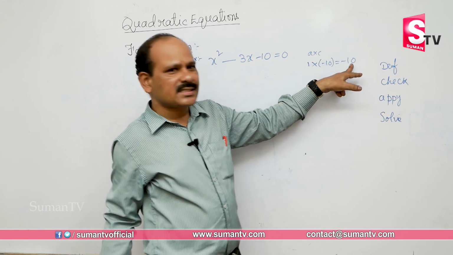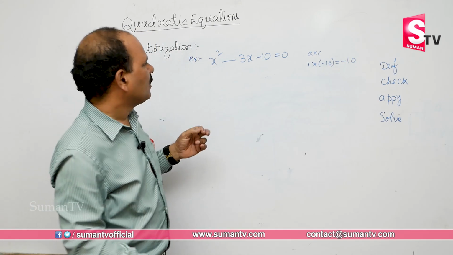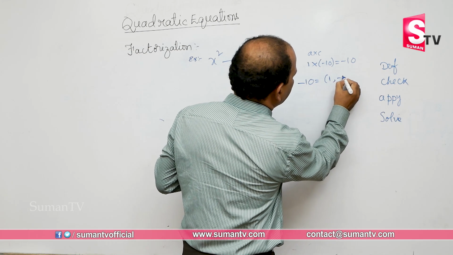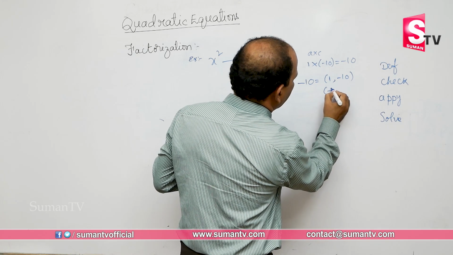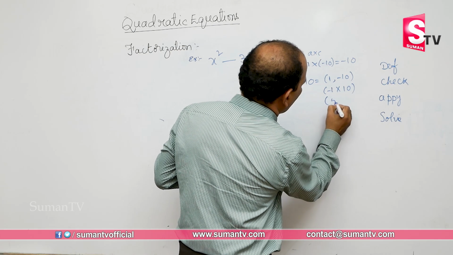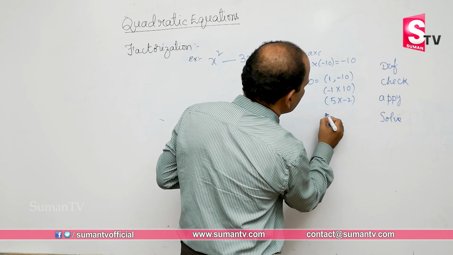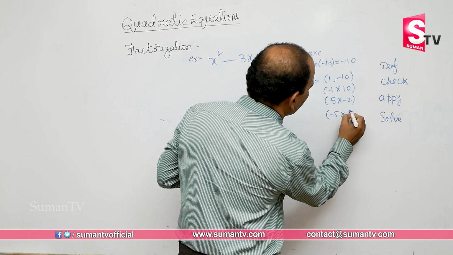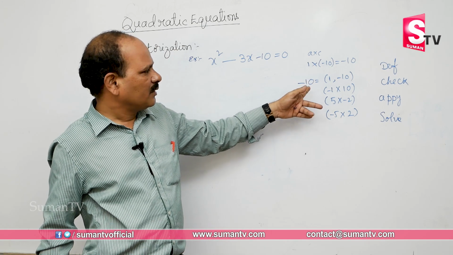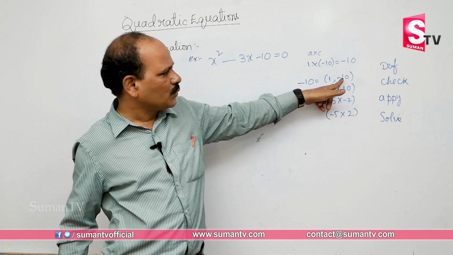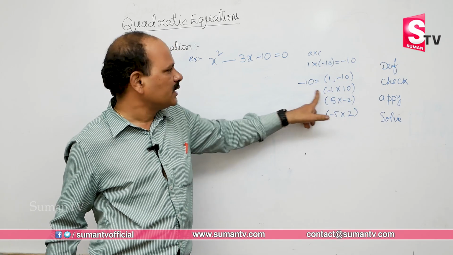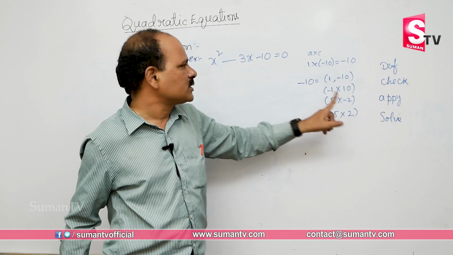This minus 10 we have to split into factors. See, minus 10 factors I am writing. 1 and minus 10. Minus 1 into 10. 5 into minus 2. Minus 5 into 2. These are the 4 pairs of factors of minus 10. 1 into minus 10 is equal to minus 10. Minus 1 into 10 also equal to minus 10. 5 into minus 2 is minus 10. Minus 5 into 2 also minus 10.